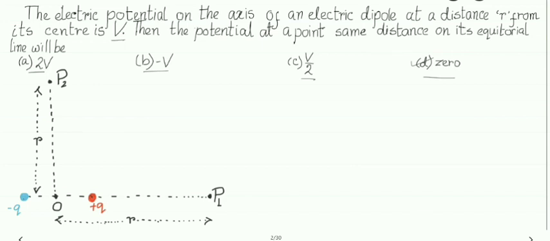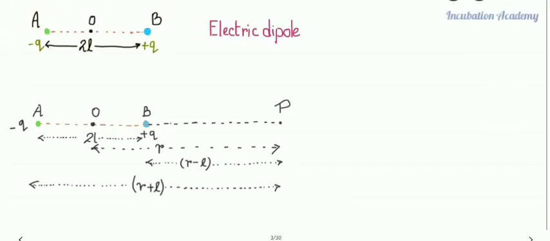But let's discuss a little more about it. It is an electric dipole. What is an electric dipole? Two equal and opposite charges, minus q and plus q, separated by a very small distance 2L. Then the dipole moment is defined as P equal to 2L, the separation between them, multiplied by the charge. It is a vector quantity and is directed from the minus q charge to the plus q charge, that is, from A to B. That is the direction of the dipole moment here.